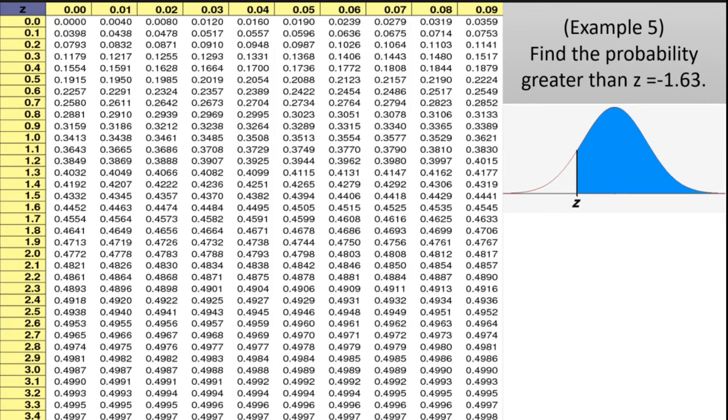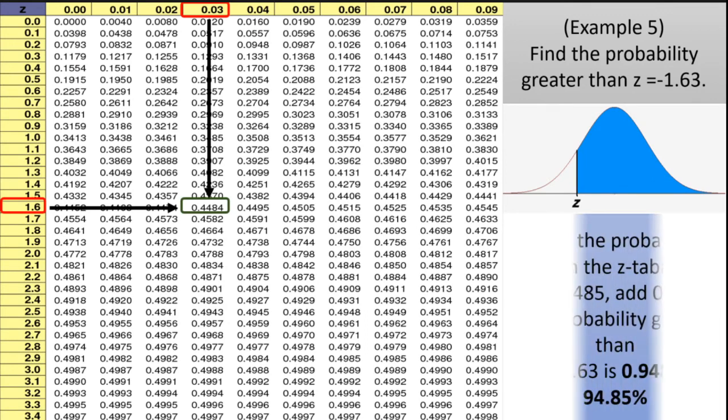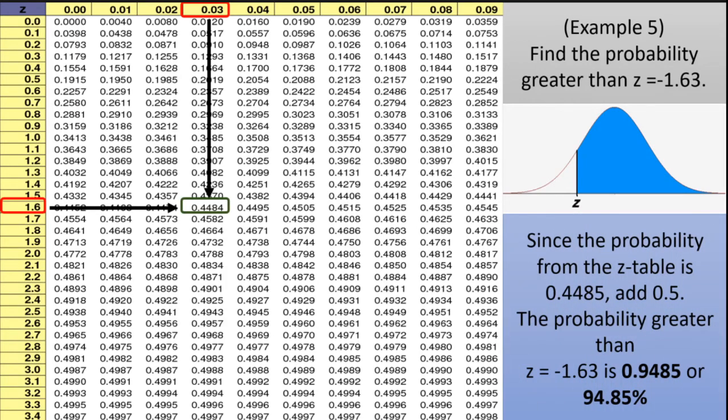Again, let's find the area of the given. The area of negative 1.63 is 0.4484. Then add 0.5, that will give us 0.9484. Then multiply by 100% to get the normal probability. So 0.9484 multiplied by 100% is 94.84%. And that's the normal probability of values greater than negative 1.63.